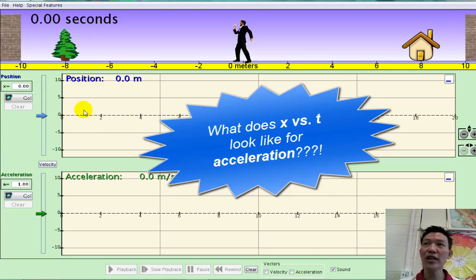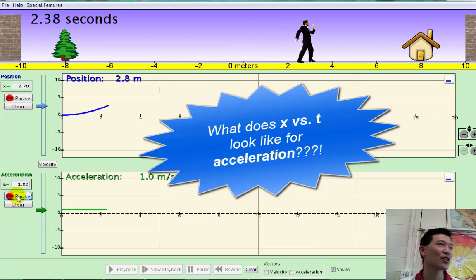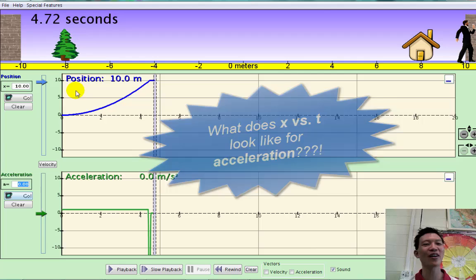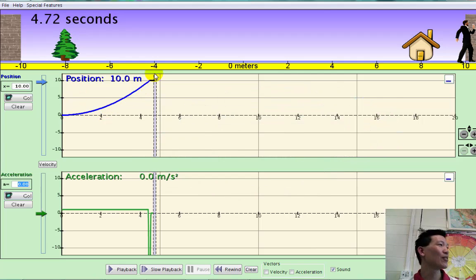Let me go ahead and collapse this so we just have position versus time. Is it going to be a linear relationship if we're speeding up, if we're constantly accelerating? What's it going to look like? Can you predict? Will it increase at a steady rate? Or will it start to curve? Wow, that's so exciting. It's going to curve, right? Because we are speeding up.